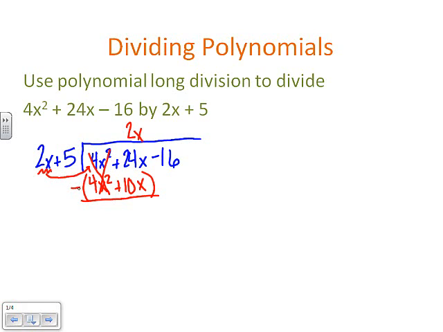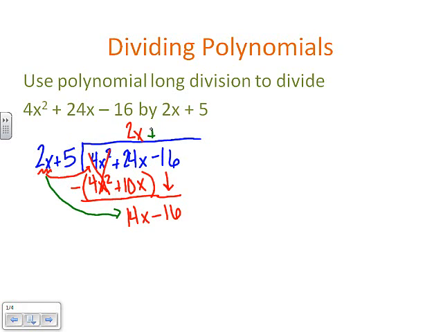Then 24x minus 10x makes 14x. This is now our new first term. To get our second term, we bring down the second piece, or the third piece, which is negative 16. Then we do the same process again. How many times will 2x go into 14x? So what times 2x will make 14x?